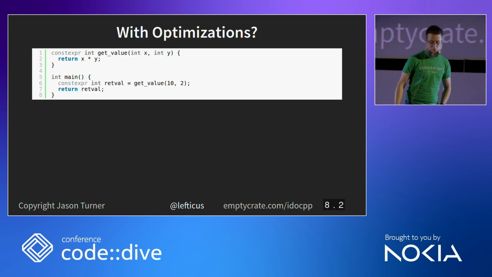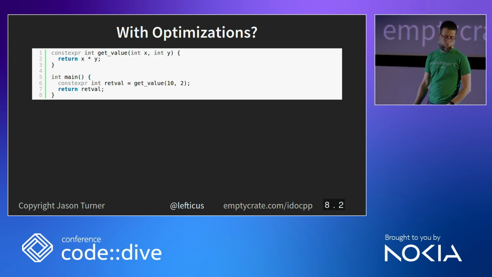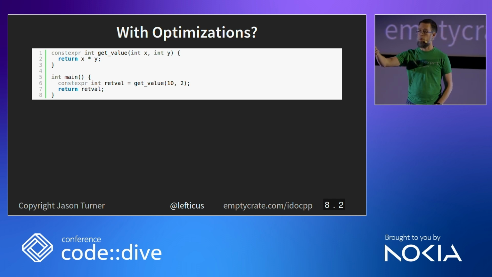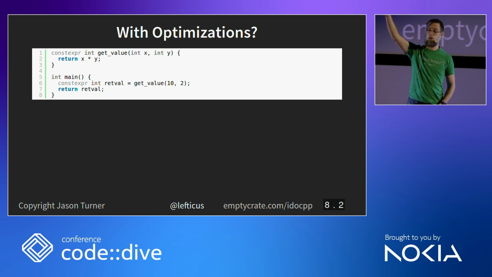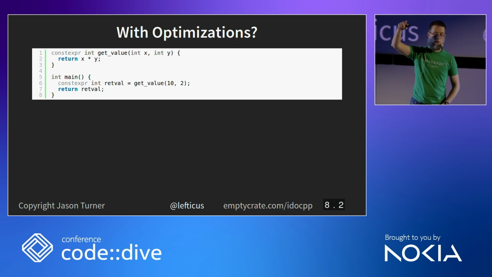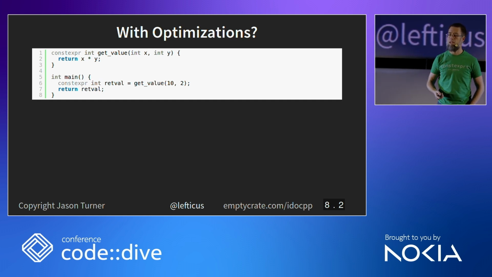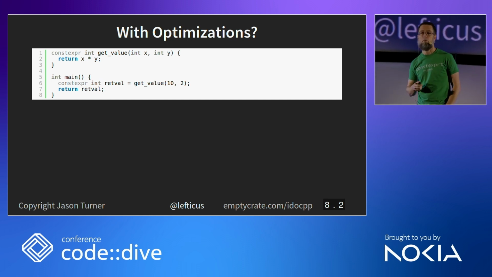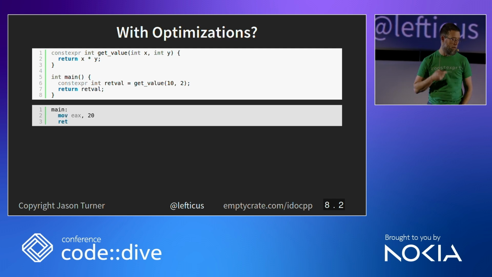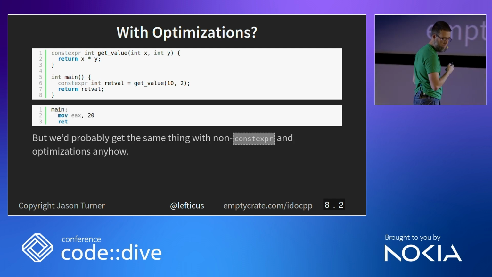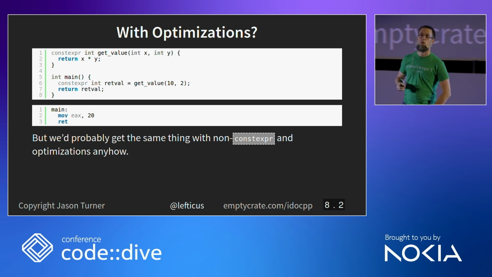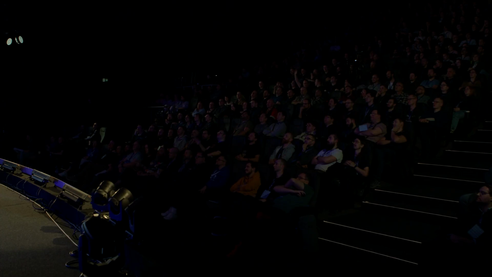So with optimizations turned on, I know one of you can just write the assembly for this program, right? It's main, colon, move EAX, comma 20, ret, right? Good. Now you're all assembly language programmers. Go back and tell your coworkers this is what you learned at Code Dive. Actually, how many of you are with your coworkers right now? Oh, not as much as I expected, but fair enough.